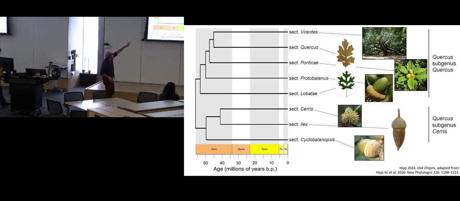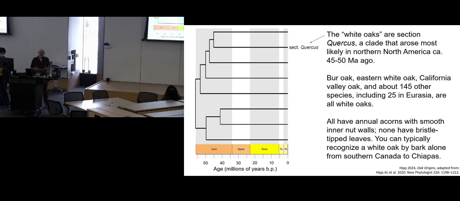As you look at white oaks, that section Quercus, or red oaks, that section Lobatae, these are all different lineages of oaks that we recognize today. The white oaks are what we're going to be focusing on today. This is a section or a clade that arose most likely in northern North America around 45 or 50 million years ago.